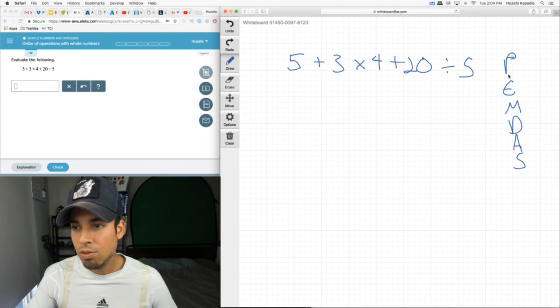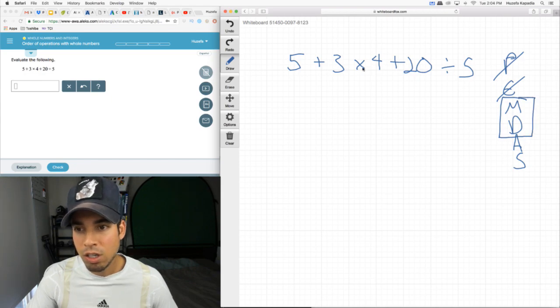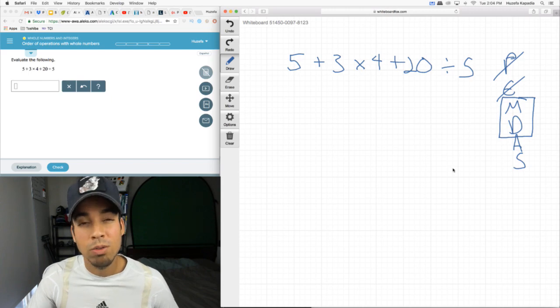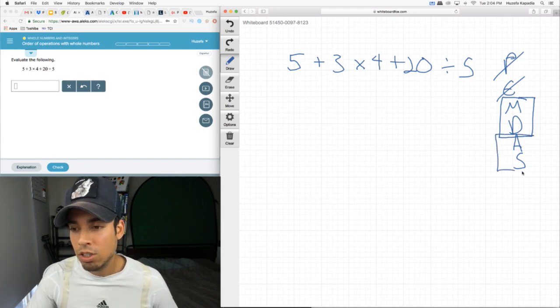Now P stands for parentheses, no parentheses. E stands for exponents, no exponents. Then we have multiplication and division. This doesn't mean multiplication comes before division. They're actually on the same level. They're equivalent. You just do whichever comes first, left to right. Same with addition and subtraction.